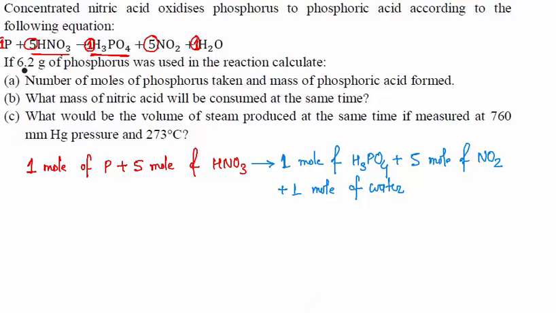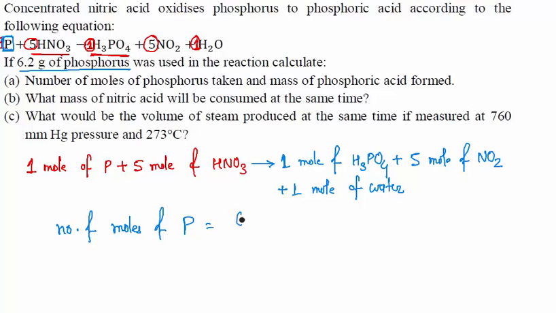Now, how to do this particular question? It is given in the question that you have 6.2 gram of phosphorus. So if you have 6.2 gram phosphorus, and this P here is your phosphorus, how many moles of phosphorus do you have? How to find the number of moles of P? Given mass.